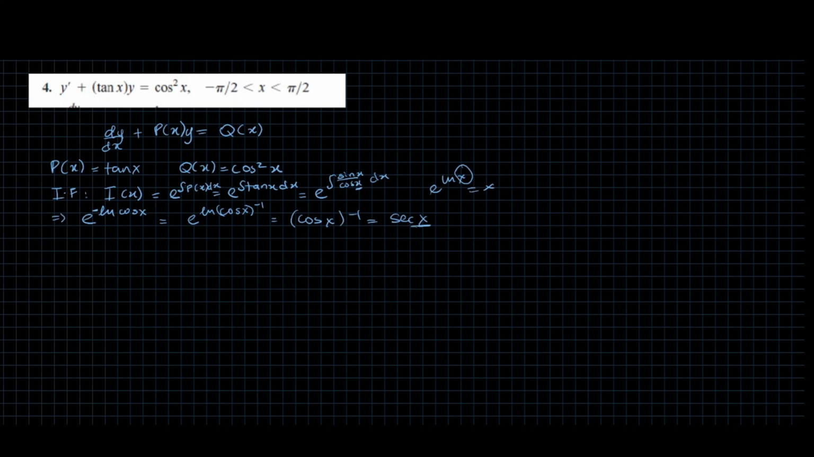Next, you multiply the equation through with the integrating factor that we got. So it will be sec x times dy/dx, plus sec x times tan x times y, equals cos squared x times sec x. Now, if you look closely, this is actually a product derivative of sec x and y. Let me show you.